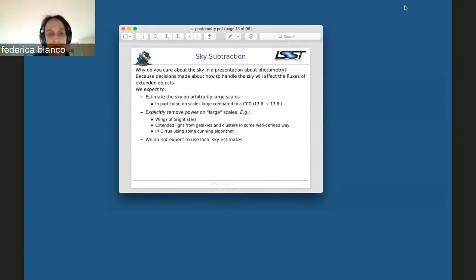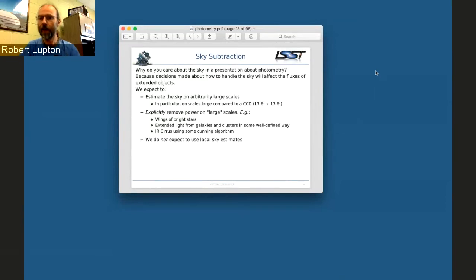Thank you. But again, that's not yet clear, but we will not just, as one traditionally does, do sky subtraction per CCD, and then all that power is gone, right? We're not planning to do that. So I'm not planning to use local sky estimates. Now, that'll surprise those of you who do stellar photometry, where you often do that.